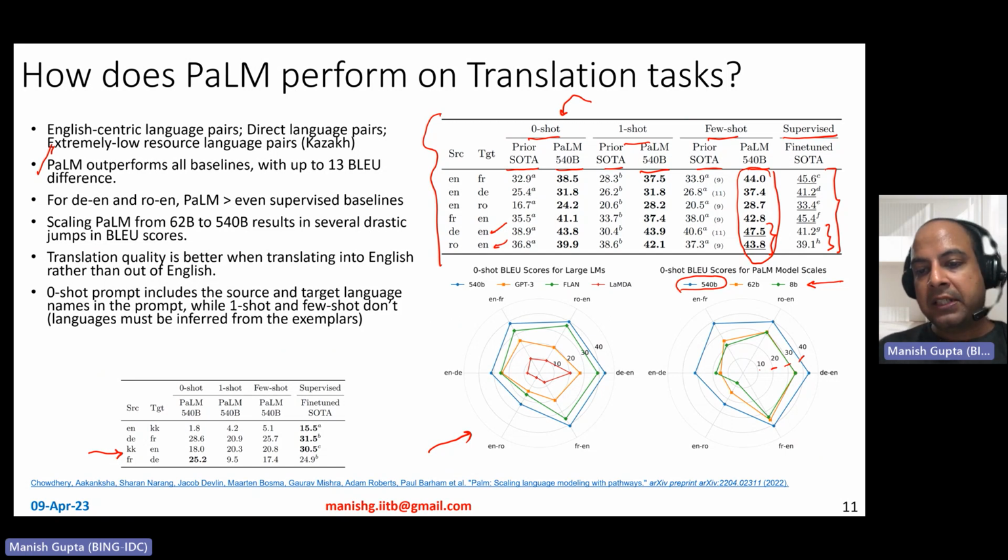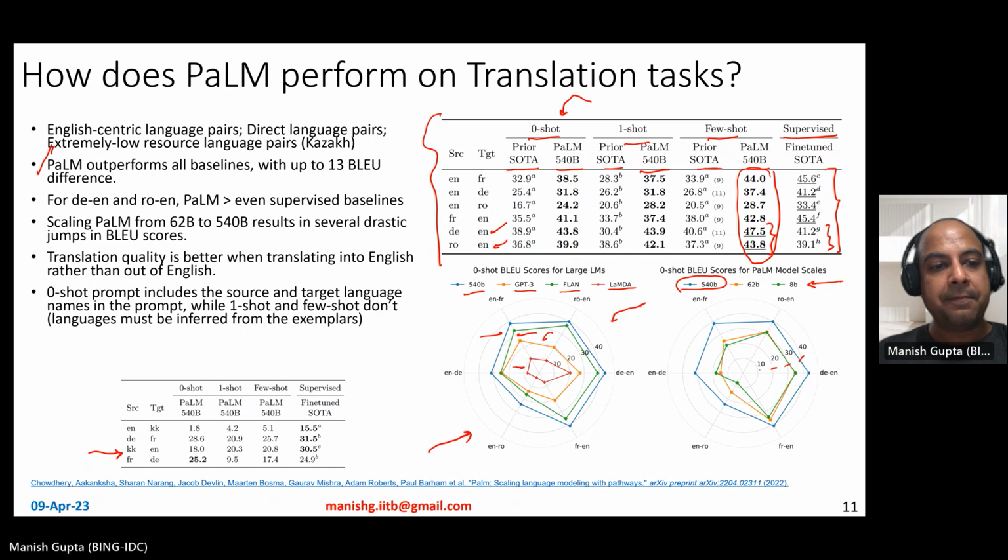Now, what you also see here is a comparison across various models: PaLM 540 billion, GPT-3, Flan, LaMDA, and what you observe is that LaMDA performs the worst. In fact, it's very clear here, GPT-3 is the next best, Flan is okay, and then PaLM 540 billion is the best. So scaling PaLM from 62 billion to 540 billion leads to several drastic jumps in BLEU scores. Right? So that's that.